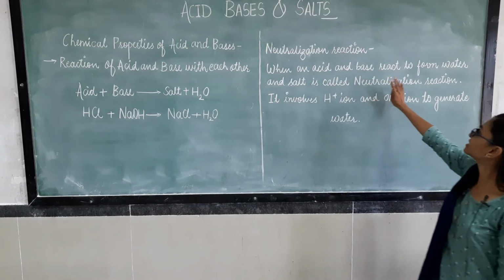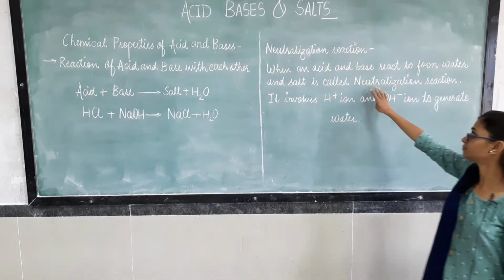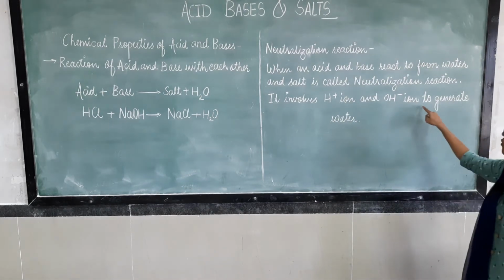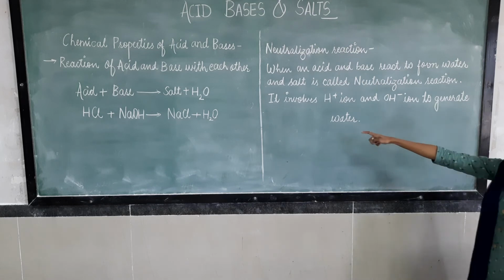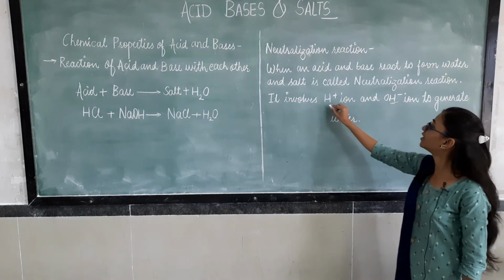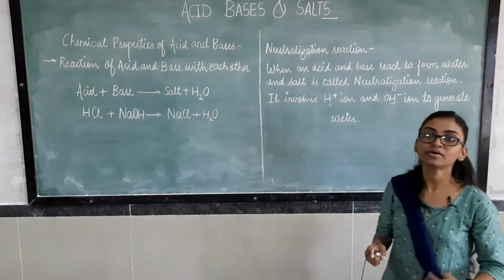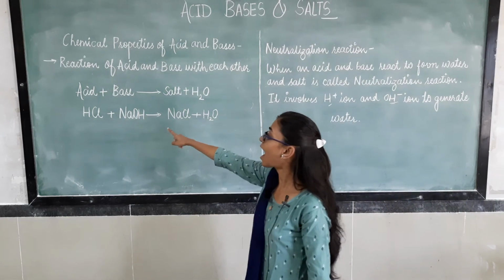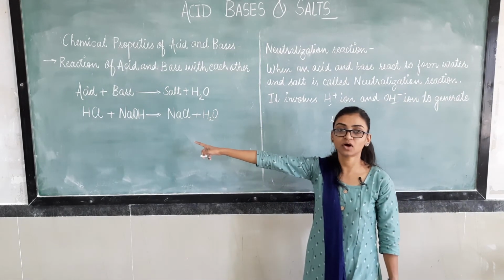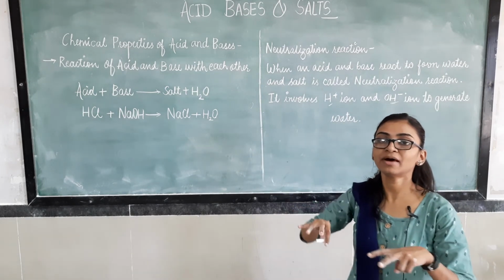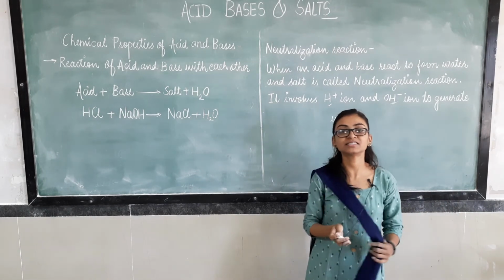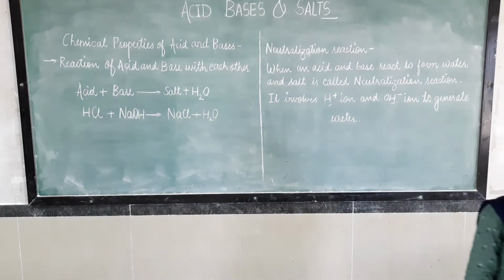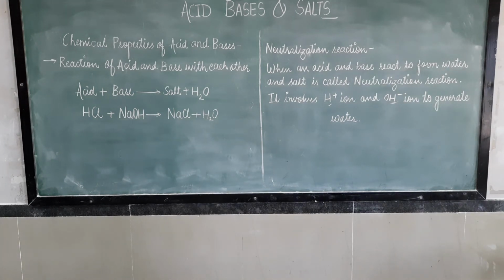See, what is a neutralization reaction? When an acid and base react to form water and salt, it is called a neutralization reaction. It involves hydrogen ion and OH ion to generate water. H plus ion and hydroxyl ion both are required for production of water here. So H plus ion we will get from acid, and hydroxyl ion we will get from base. So when acid and base both combine with each other, they will form a salt and release water.